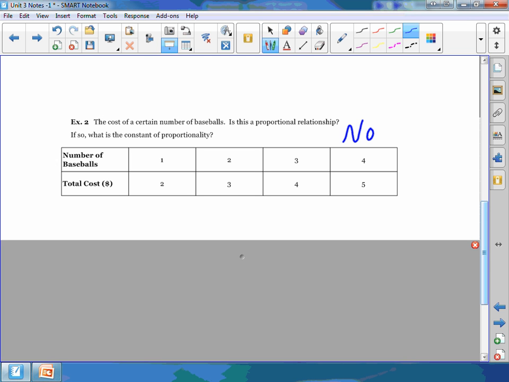Well, I'm going to need you to prove that because I'm going to argue that it is. Because I'm just going to say, well, this goes up by 1. This goes up by 1. This goes up by 1. That seems pretty consistent to me. I think I could predict at 5 it's going to cost $6 plus 1, right? How would you defend it? Because I agree, it is not a proportional relationship. Jack? You think this should be a 4 here instead?